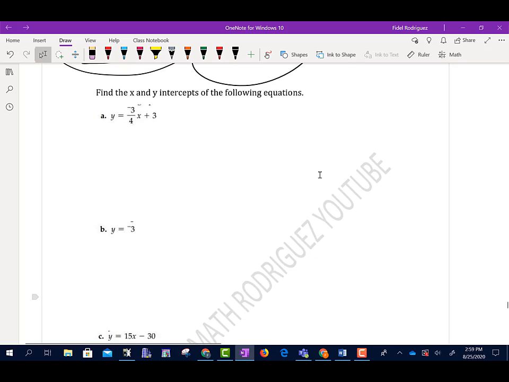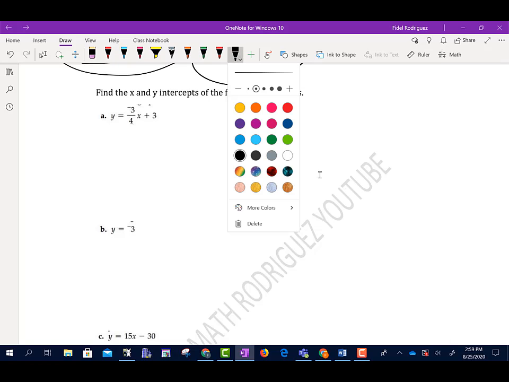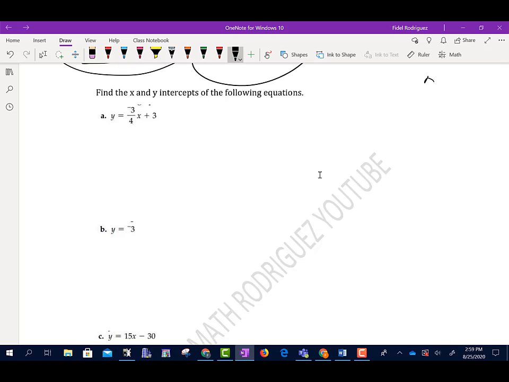Alright, so let's take a look here. It says, find the x and y intercepts of the following equations. Okay, so when we're going to find the intercepts, let's talk about intercepts for a minute, okay? There we go. Let me get my pen going. So the intercepts mean where do we hit the x-axis and where do we hit the y-axis, okay?